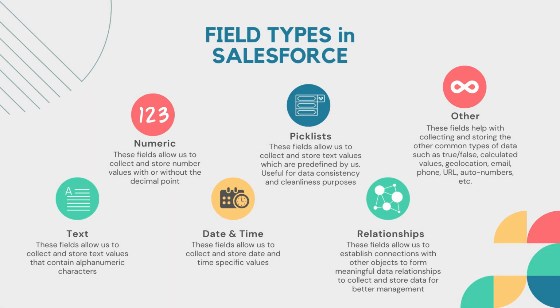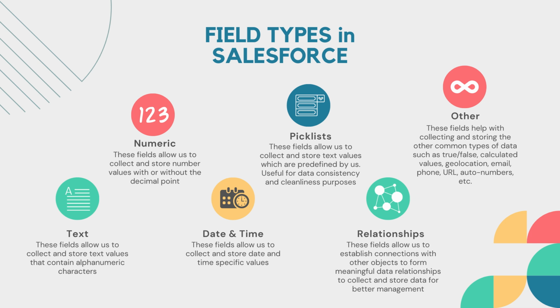Understanding the different field types helps you choose the right one for your data. Here is a summary of the main field types available in Salesforce. Text. These fields allow us to collect and store text values that contain alphanumeric characters. Numeric. These fields allow us to collect and store number values with or without the decimal point. Date and time. These fields allow us to collect and store date and time specific values. Picklists. These fields allow us to collect and store text values which are predefined by us. Useful for data consistency and cleanliness purposes.